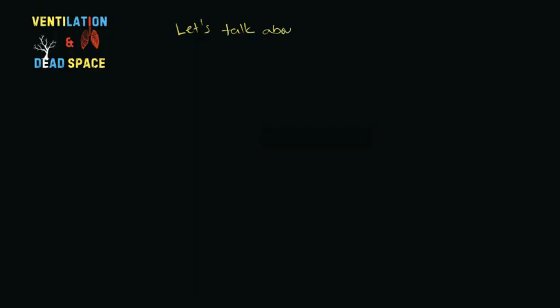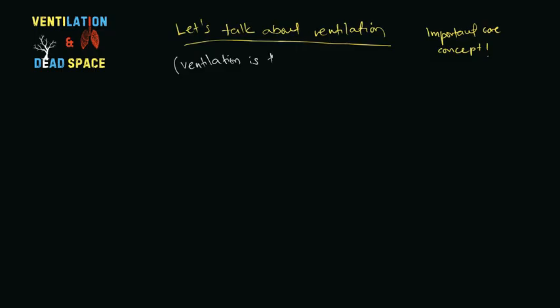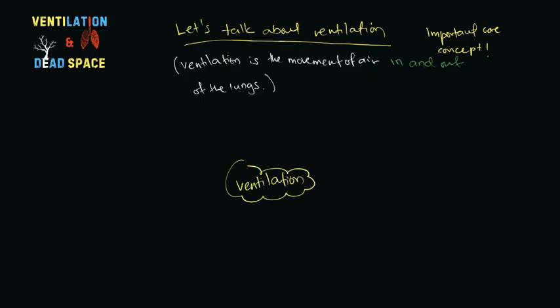Now that we're done talking about dead space, let's now talk about ventilation. This is a very important core concept in anesthesiology, so let's go. So, ventilation, understand that it is the movement of air in and out of the lungs. There are different types of ventilation. We're going to go through it one by one.